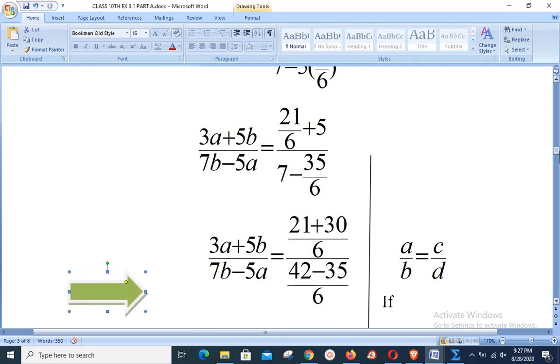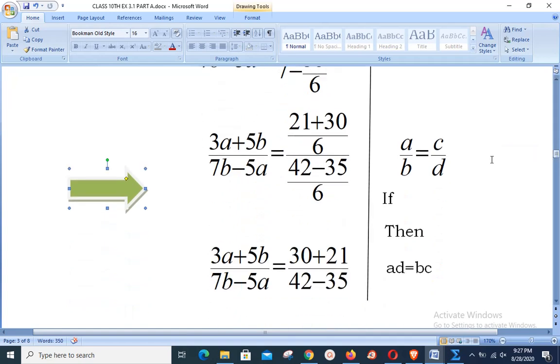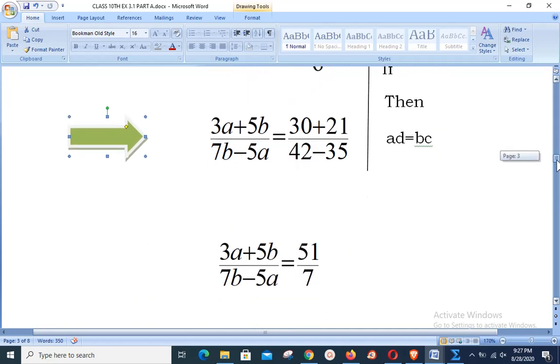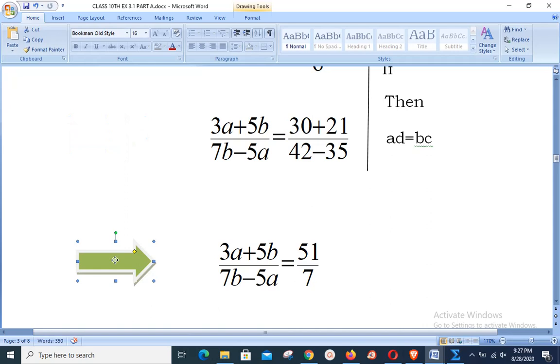How? In the rough working column you can see that if a over b is equal to c over d, then you multiply a and d and you multiply b and c. Now here the b and d are both the same, so they will be cancelled and you will be left with only, on the right hand side, 30 plus 21 whole over 42 minus 35. The left hand side we keep the same, the value we have to calculate, that is 3a plus 5b whole over 7b minus 5a. Making a simple simplification, we have 51 over 7.